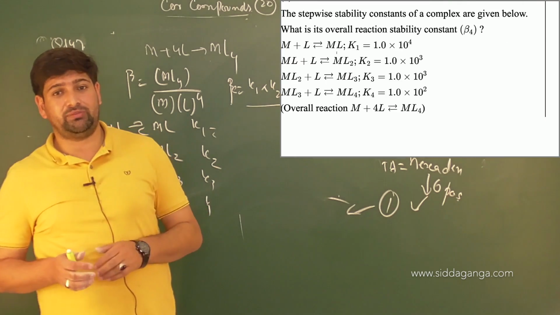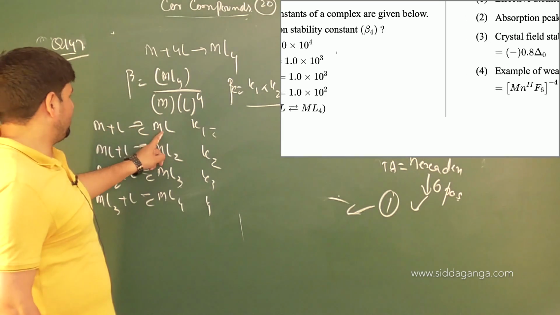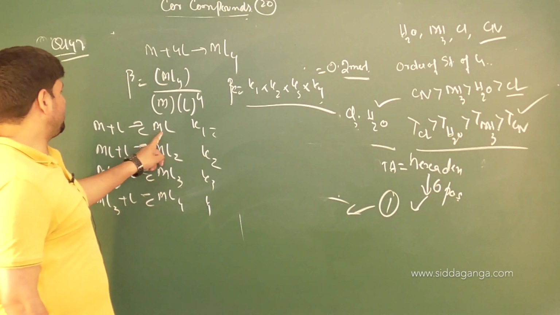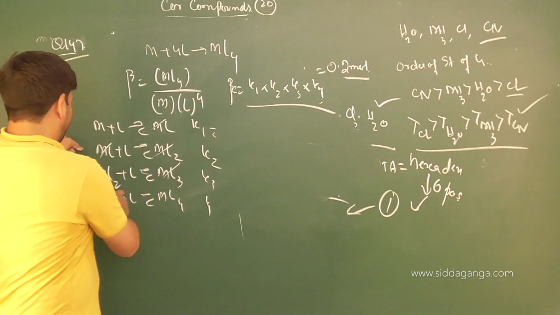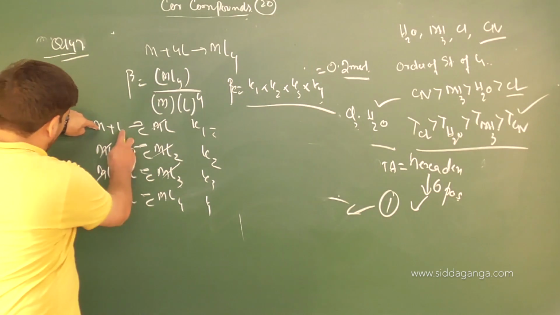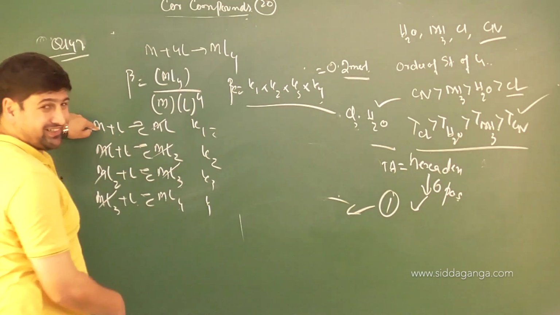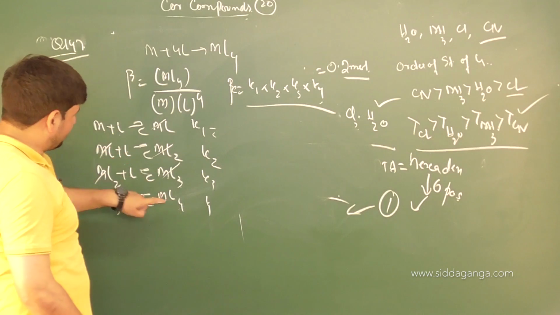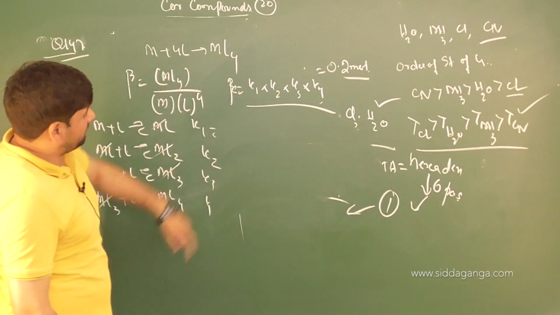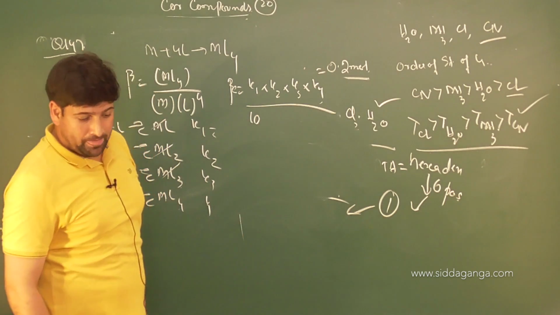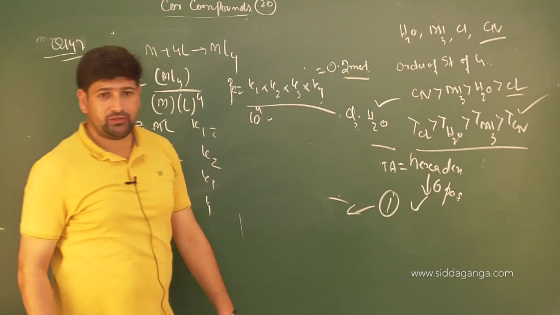So the overall stability constant will be the product of all individual steps. If you want to do that also, have a look. ML, right? Next one will be ML plus L. This is the product in the first case, and the reactant in the next case. This will cancel, this will cancel, this will cancel. What remains there? M plus 4L gives you ML4, because all these are cancelling. Yes or no? So for that it is beta 4, K1 into K2 into K3 into K4. So 10 to the power 4, 3, 2, 1, so the total will be 12 respectively.